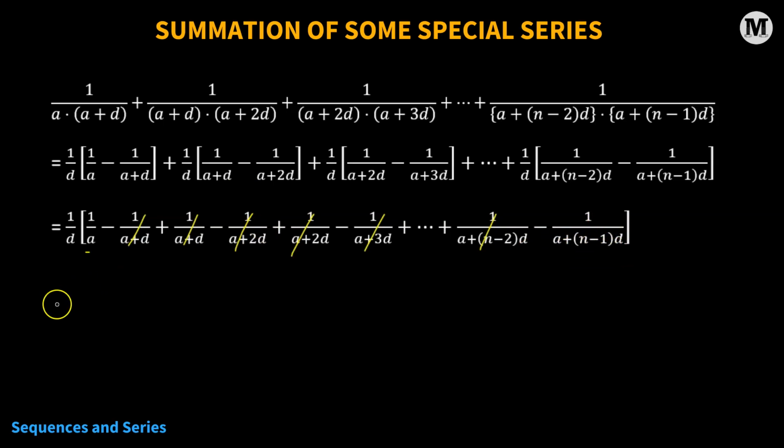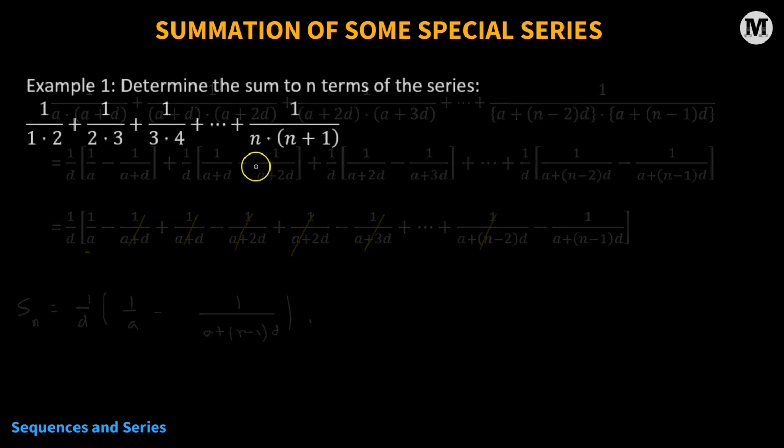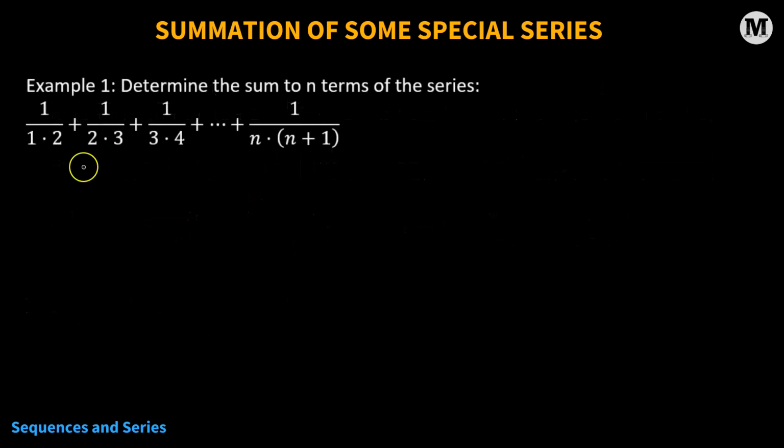Now that means we are left with 1 over d multiplied by 1 over a minus 1 over a plus n minus 1 times the common difference d. So this is going to be the final sum to n terms of our given series. Let's try to understand this with the help of an example. So here we need to determine the sum to n terms of the following series.